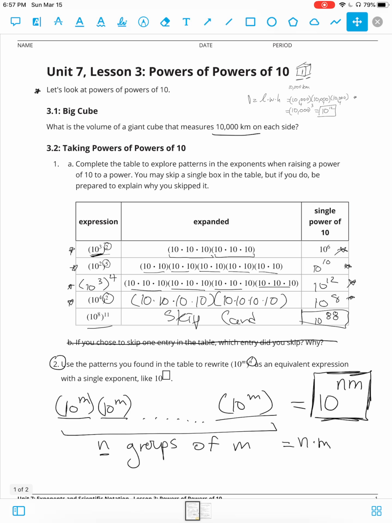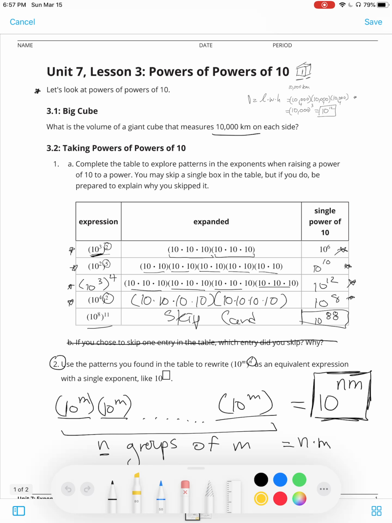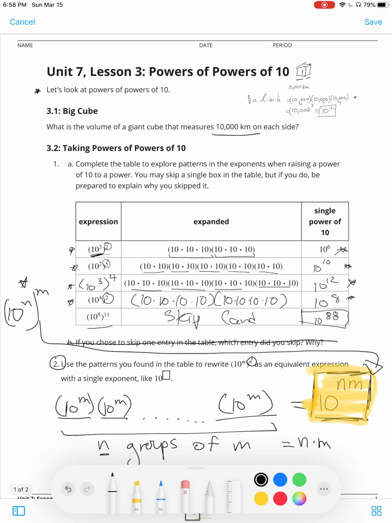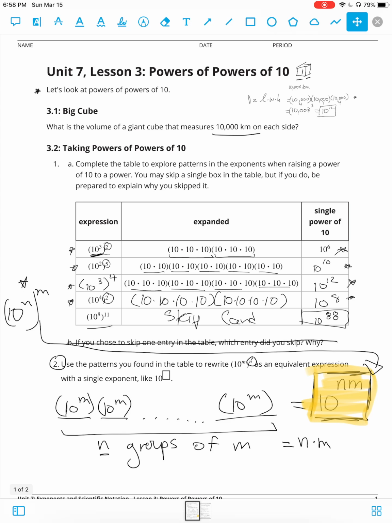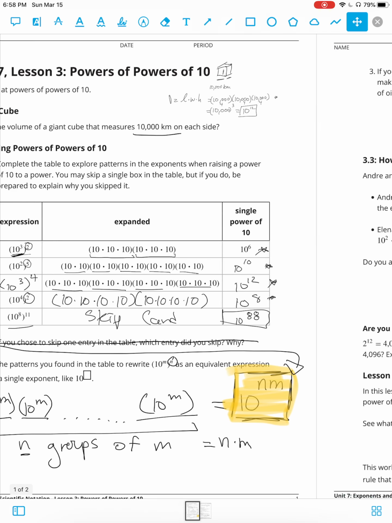I'm getting a highlighter right now because I really want to highlight this thing right here. Whenever you take a power to a power, if you have something like 10 to the n to the m, you can multiply those exponents, and it equals this right here. Whoops, wait, that didn't happen. Oh, there we go.